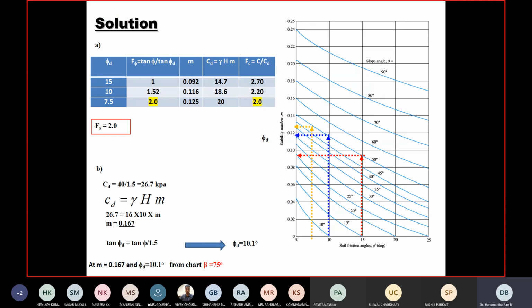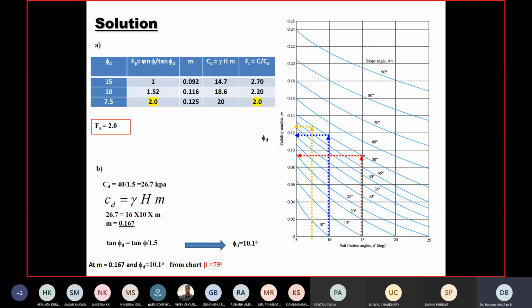So this is the solution. First assume different values of the friction angle phi d, and determine the factor of safety value. First of all, you have to grab the Taylor stability chart, which is a relationship between the stability number m, the friction angle phi dash, and the slope angle beta. Several predefined graphs have been defined. Then the stability number can be defined as m equals c by gamma H.